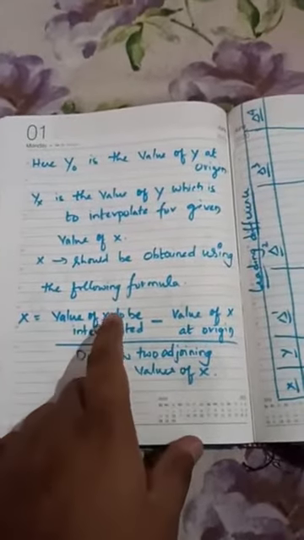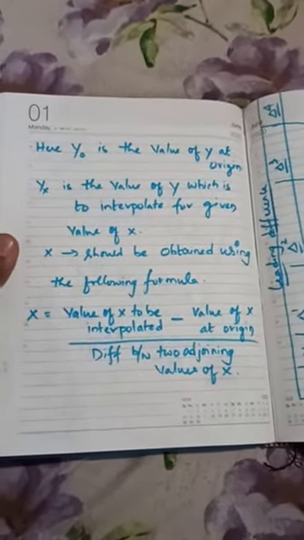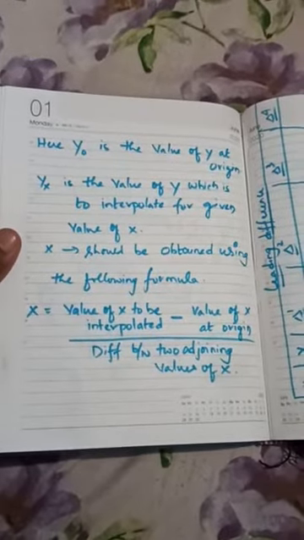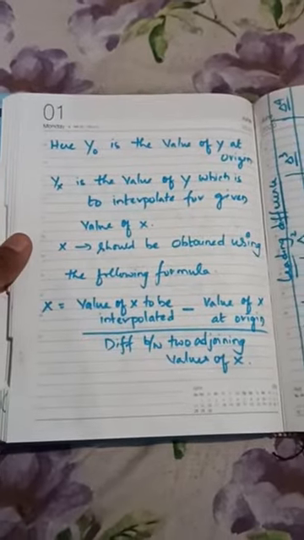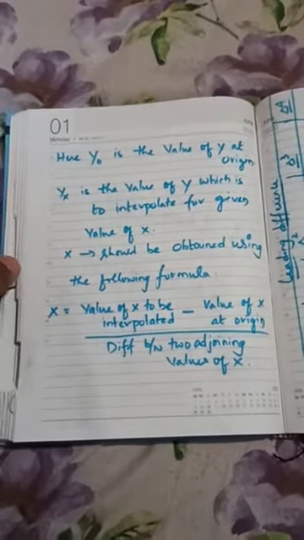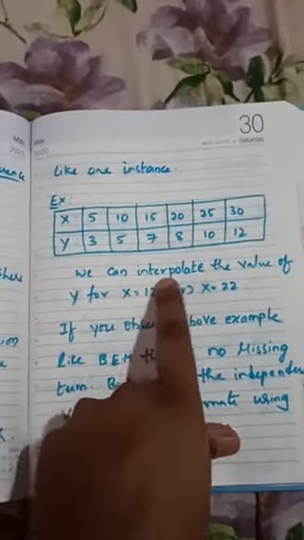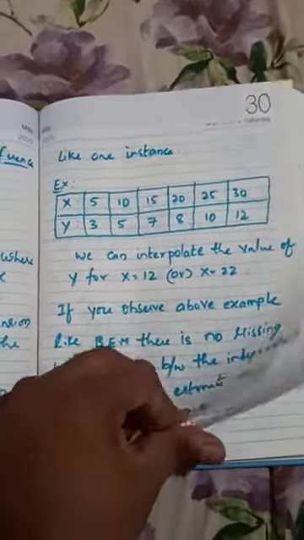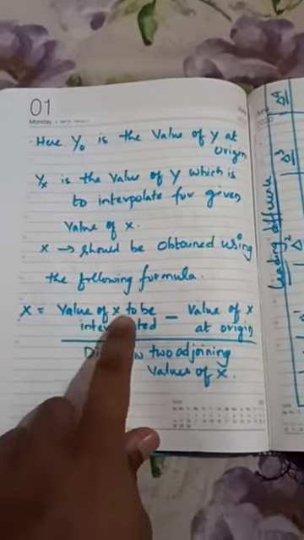Value of x which is to be interpolated minus value of x at origin divided by the common difference between adjoining values of x. So I repeat once again the formula of x. Value of x to be interpolated. That means in the question, if you see the previous example, we can interpolate the value of y for x equals 12. Now this 12 becomes the value of x which is to be interpolated. Here 12 has to be written.